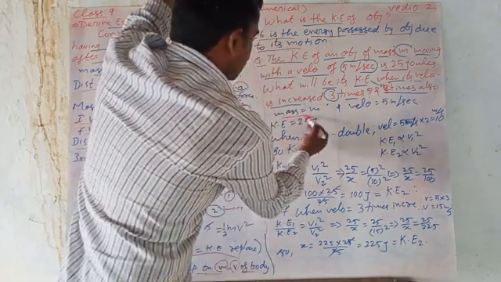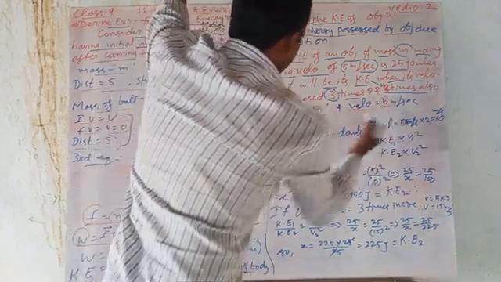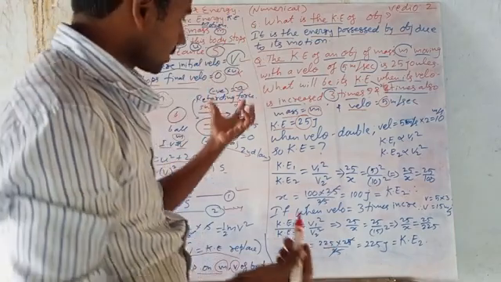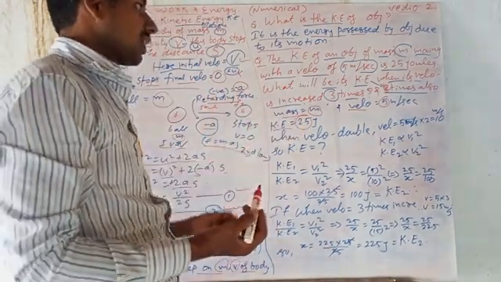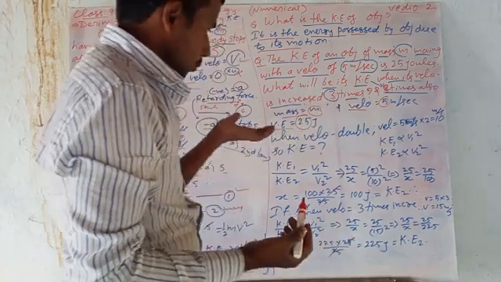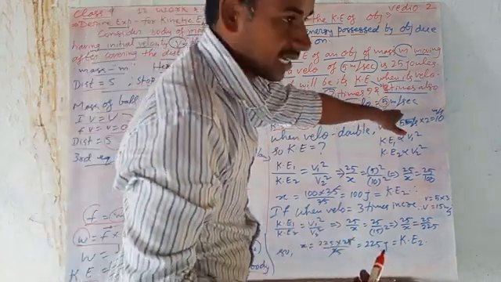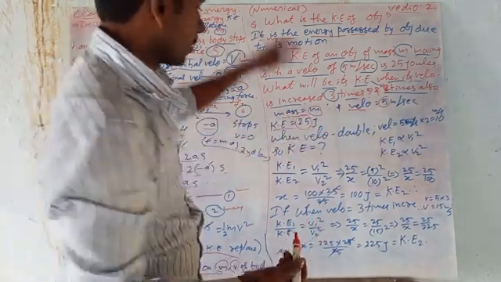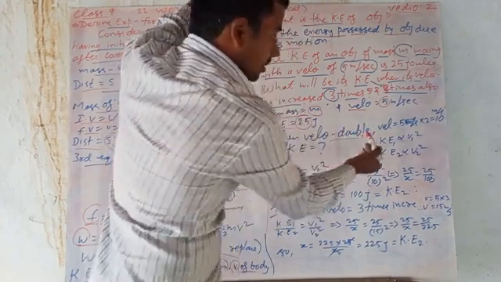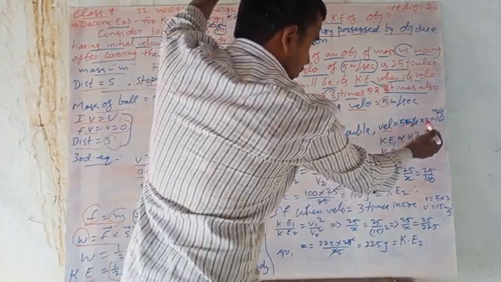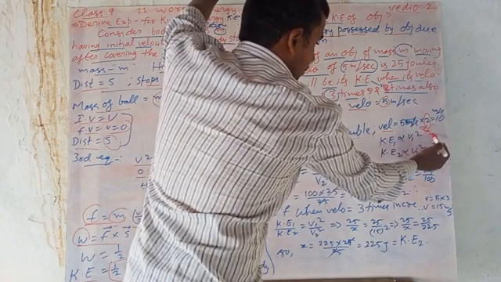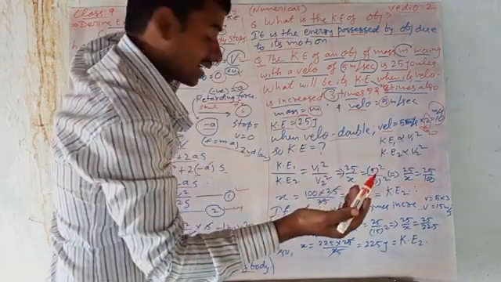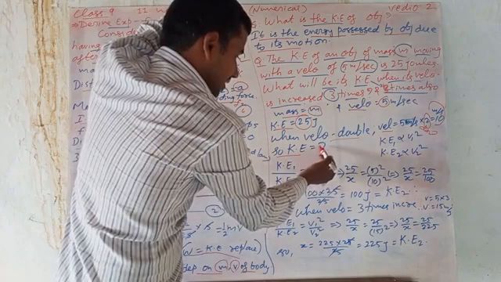We are solving. Look here, mass is m, velocity is 5, and the kinetic energy of that body is 25 joules. When the speed of the body is 5 meter per second, then energy is 25 joules and mass is m. When velocity is doubled, 5 meter per second into 2 is equal to 10 meter per second. Then what will be the kinetic energy?